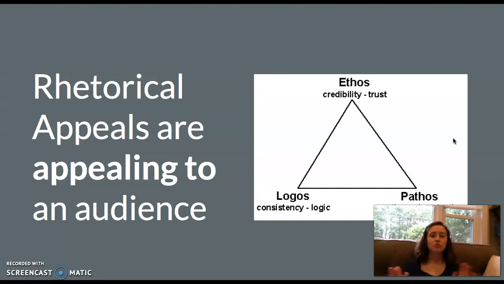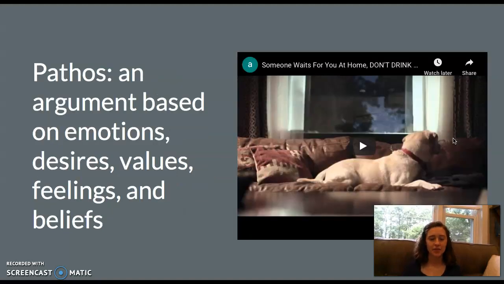So next we'll move into rhetorical appeals. So these are how everyone always appeals to an audience when they're trying to convince them of something or argue. The first one that we'll look at is pathos. So this is an argument based on emotions, desires, values, feelings, and beliefs.